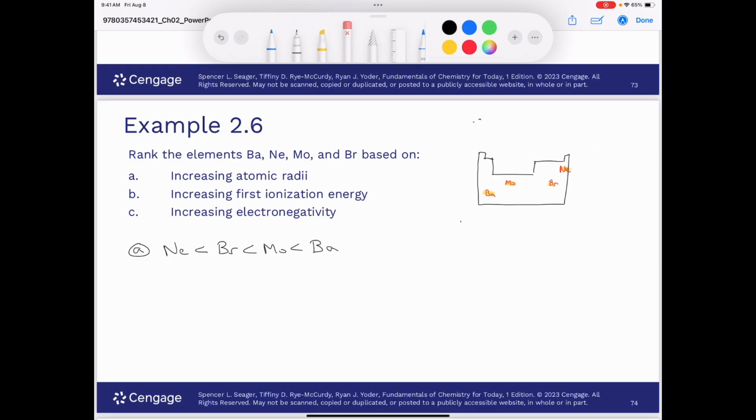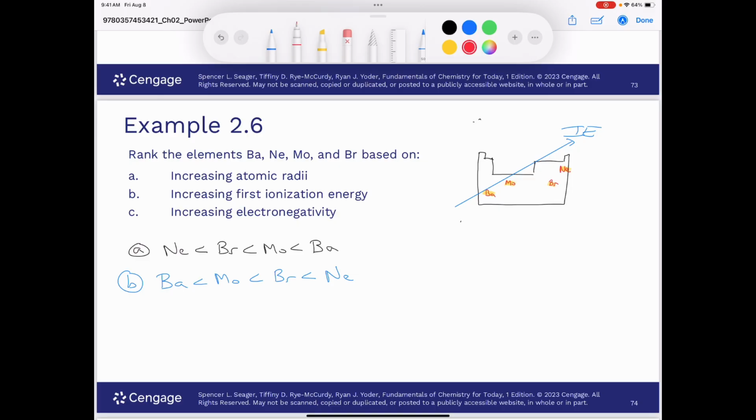Okay, now we're going to take a look at ionization energy. Maybe I'll use a different color for that. Ionization energy, we said, increases going up and to the right. And so we want to rank them by increasing ionization energy. The lowest one is going to be the barium, followed by molybdenum. Then we've got our bromine, and then we have our neon. Okay, and that is the trend for ionization energy.